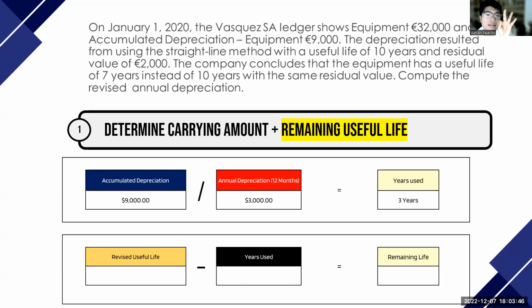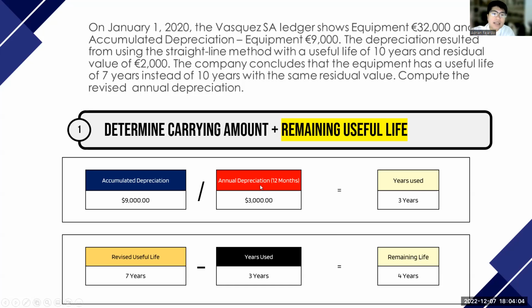So it's December 31, 2022, right? So 3 years have passed. So now, we have a revised useful life of 7 years minus the 3 years that have passed. So ang remaining life na lang is 4 years, right? So we're done with identifying remaining life.